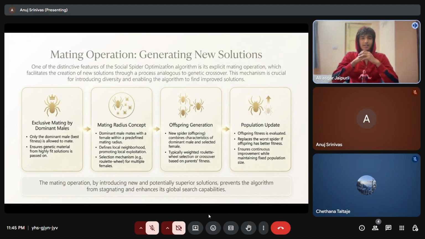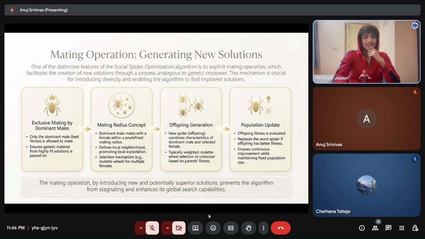The mating radius determines which male spiders are allowed to mate, just like in nature. The mating radius determines which females are considered. The offspring generated represent new solutions, usually better than their parents because they combine strong traits. Finally, if the offspring is better than the worst spider in the population, it replaces it. This improves diversity and prevents premature convergence.